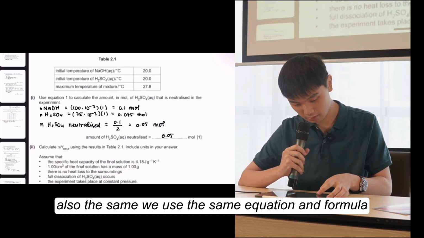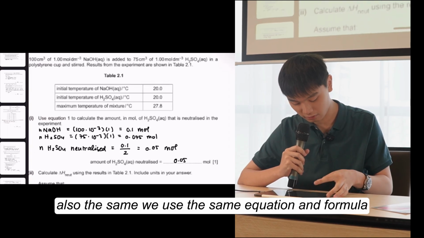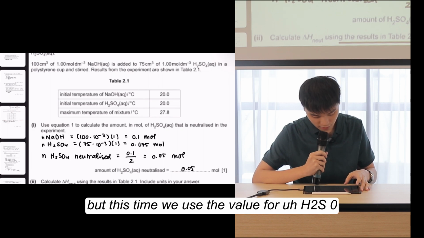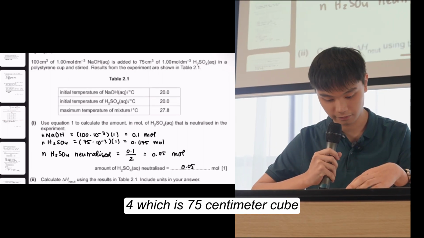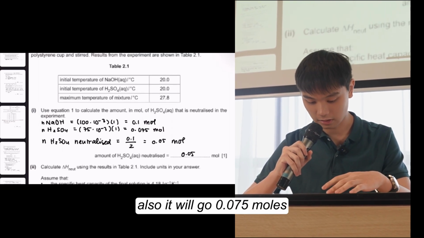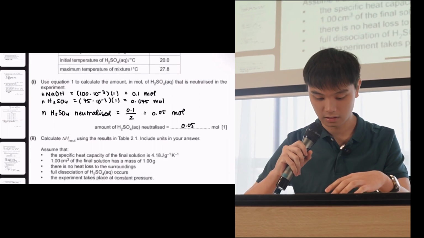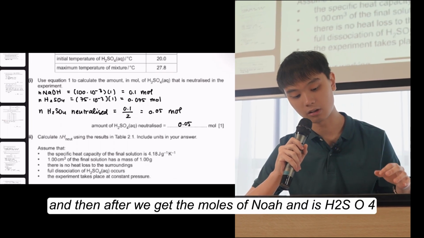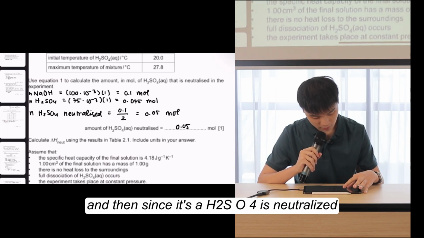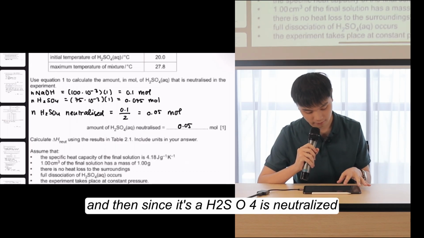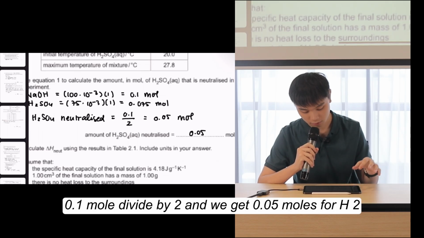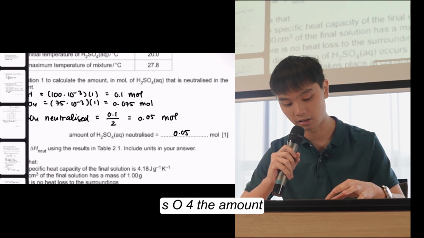In H2SO4, also the same, we use the same formula. But this time we use the value for H2SO4, which is 75 centimeter cube, times 10 to the power negative 3 and 1 also, it will be 0.075 moles. And then after we get the moles of NaOH and H2SO4, since H2SO4 is neutralized, we just take 0.1 mole divided by 2, and we get 0.05 moles for H2SO4, the amount.